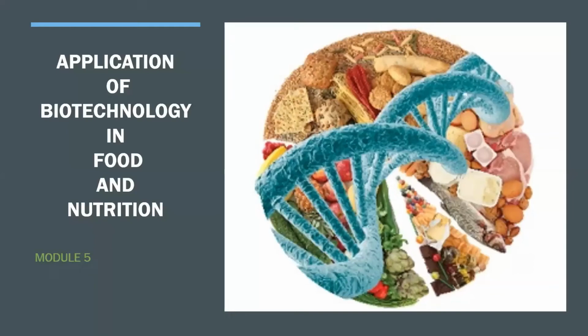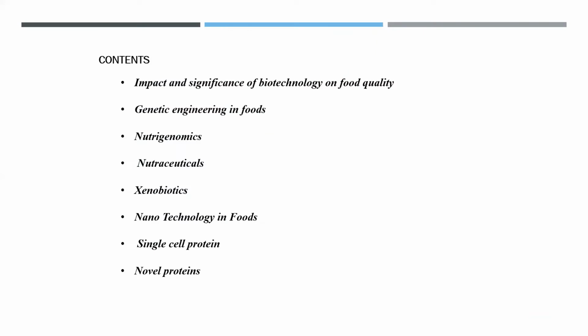Hi all. Today we will see module 5 of the Advanced Biotechnology and Engineering paper. The title of this module is Application of Biotechnology in Food and Nutrition. So first we will see what contents are included in this particular module: impact and significance of biotechnology on food quality, genetic engineering in food, nutrigenomics, nutraceuticals, xenobiotics, nanotechnology in foods, single-cell protein, and novel proteins.